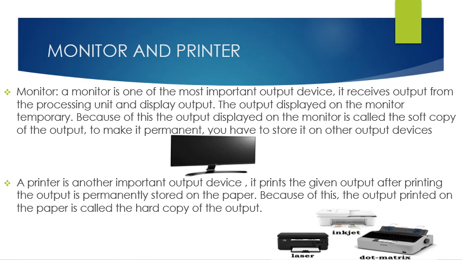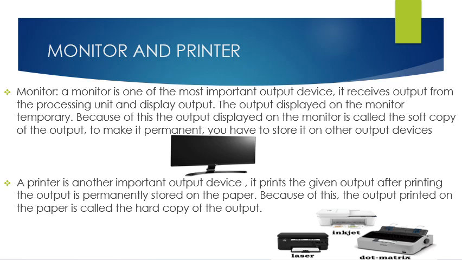The output is displayed on the monitor temporarily. Because of this, the output displayed on the monitor is called the soft copy of the output. Most times, the things that we can see on the screen of our system are known as soft copy, because we won't be able to take them anywhere, but we will be able to read the content and also understand it. To make it permanent, you have to store it on other output devices like a printer, so that you will be able to have the hard copy.